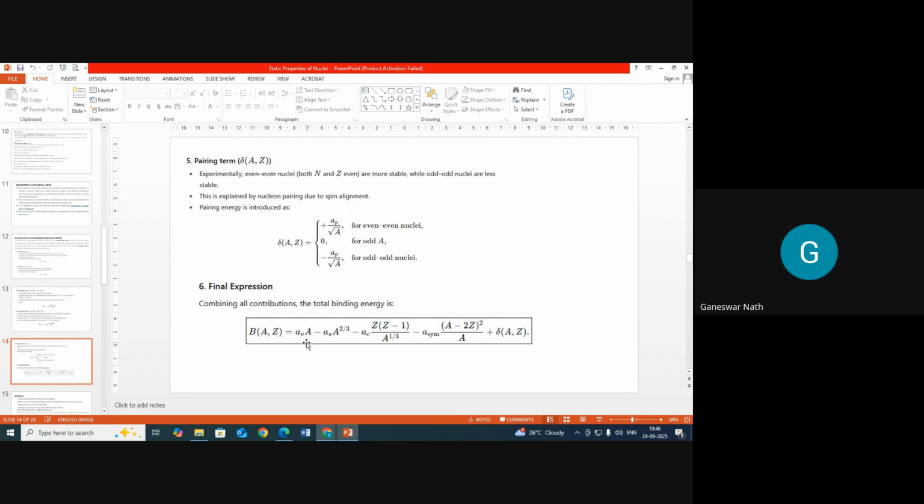You can see this is the surface term, this is your asymmetry term, this is your Coulomb term, and the pairing term. So all the five factors get combined, and we can find the final expression for this semi-empirical mass formula.